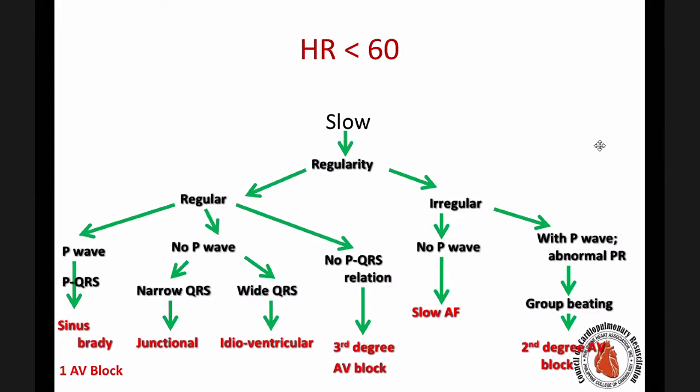So if there is a P wave, but there is an abnormality in the PR interval, that's a second degree AV block. If the PR interval is fixed in all beats with a dropped beat, that's second degree AV block type 2, or Mobitz 2. But if the PR interval is changing, meaning a longer PR interval before the dropped beat and a shorter PR interval after the dropped beat, then that's second degree AV block type 1, or Mobitz type 1, or Wenckebach. Any questions?